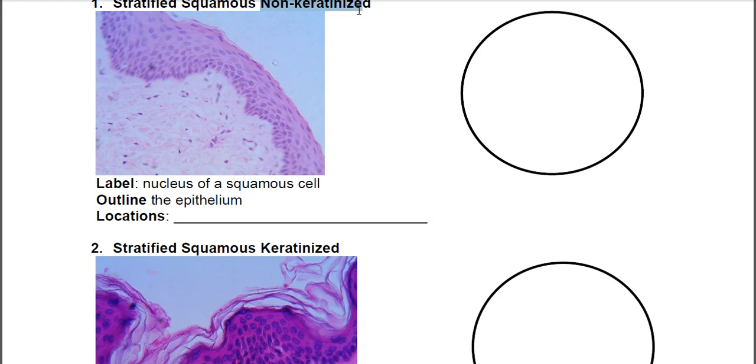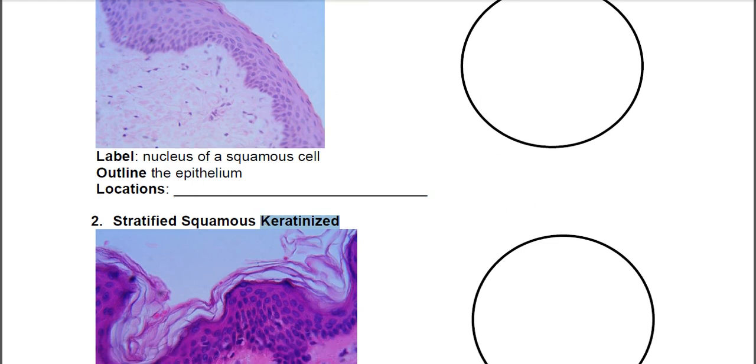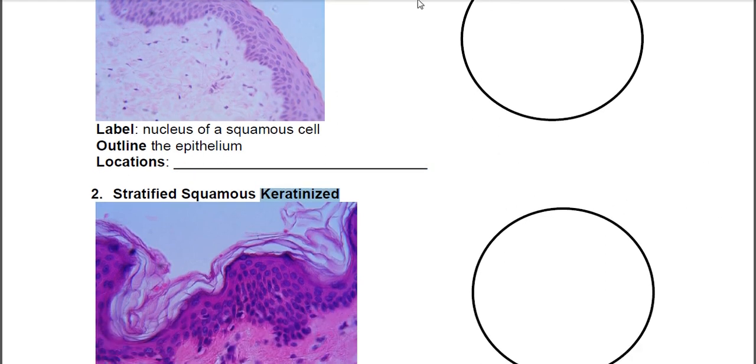This is non-keratinized as opposed to keratinized. And so if I scroll down a little bit so you can see them both, I hope you see that for the most part, this area here looks like this area here. But this one has this extra layer of milky looking fibers up here. That is keratin. Because there's keratin up here, this is called keratinized.